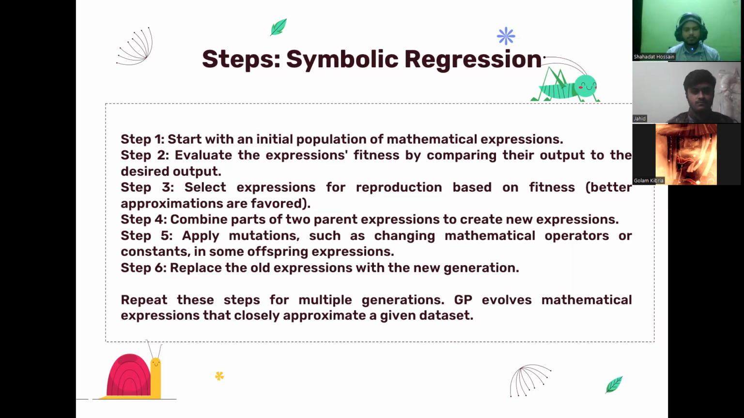Now, we're applying mutations to introduce more diversity, because if we don't mutate our child expressions, we're not going to get any new information in them. So for example, if we have 10 expression candidates and we choose only 5, then if we keep crossing between those 5 expressions, we're only going to be left with the properties of those 5 and no new properties. That's why we're introducing mutations, such as changing mathematical operators and constants in some offspring expressions.